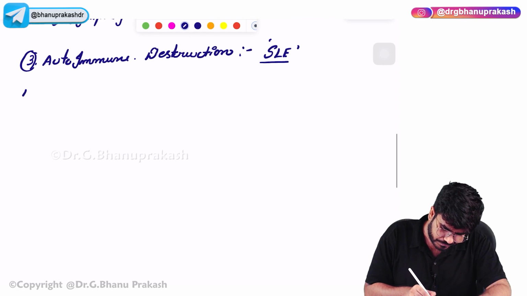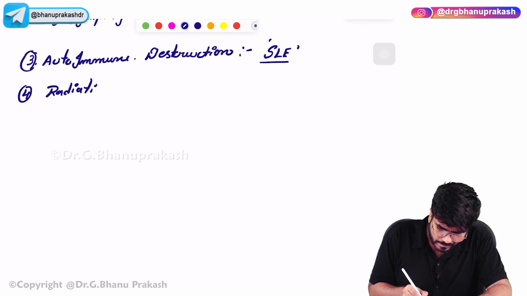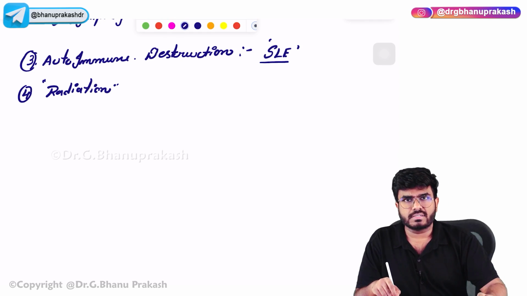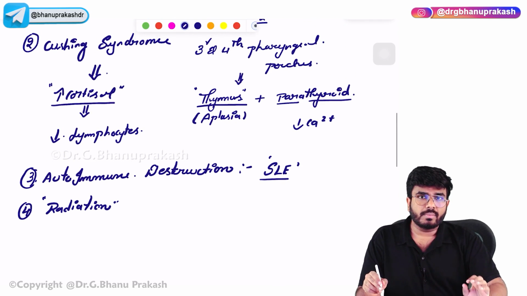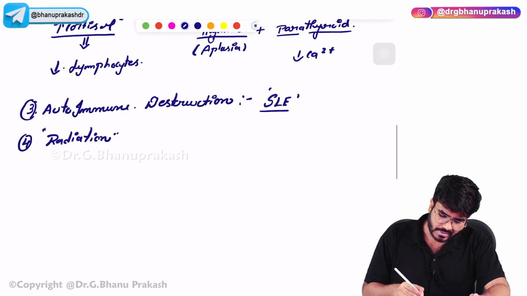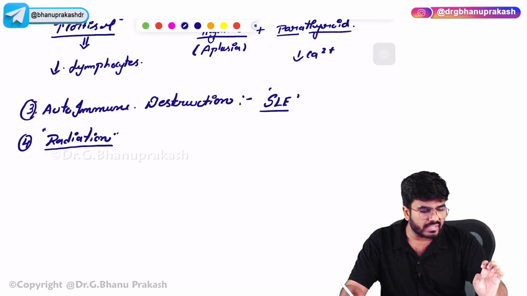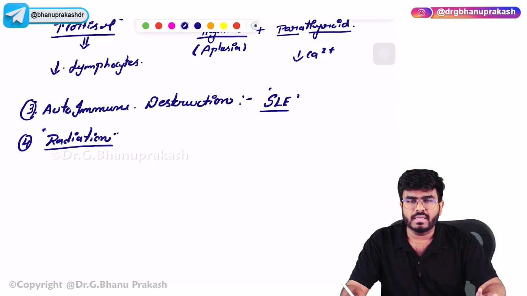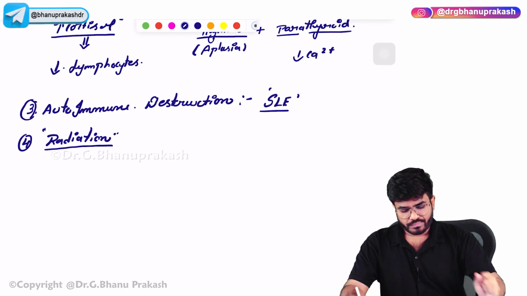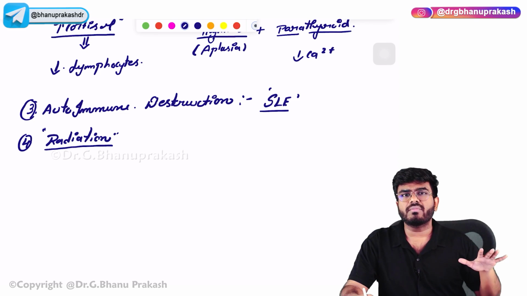Next, radiation. The patient is taking radiation for some cancer treatment, radiotherapy. Now, remember, the most sensitive cells in the body for radiation are lymphocytes. They are more sensitive to radiation. So whenever such a high beam of energy comes, lymphocytes will undergo mutation and apoptosis. They are radiation sensitive cells. So post radiation, there will be lymphopenia.